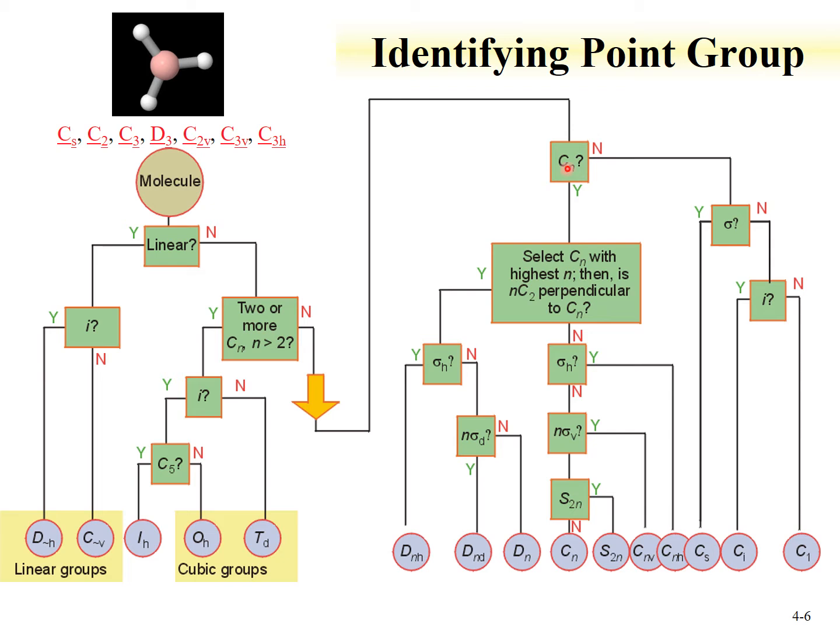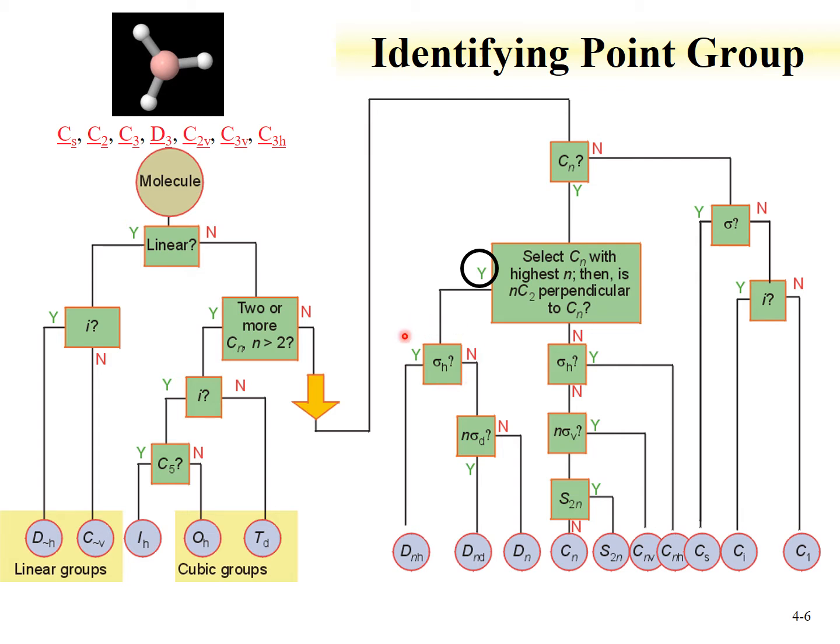Now we have to say, is there a Cn? And we've already demonstrated, yes, there is a Cn. So we go down and we look at this section where we select the Cn with the highest n. That'll be C3. Are there 3 C2 perpendicular to this? Well, there's 1, 2, 3. So you see each arm off the metal center is a C2. So the answer to this one is yes. We see that we have a C3 and we select yes.